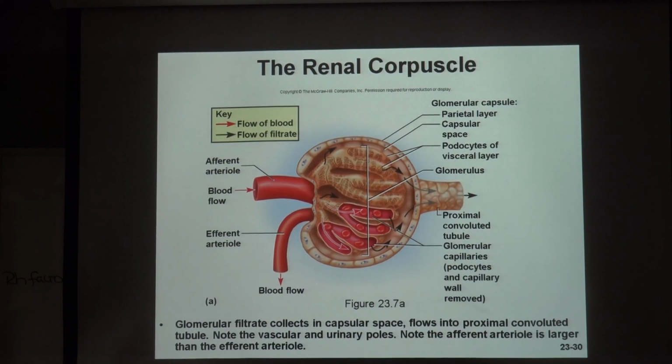This is what the renal corpuscle looks like. You have to know this. It will be on the lab exam, it will be on the lecture exam. This is the filtration device. Blood is delivered through this guy right here. Remember, we said that afferents arrive.